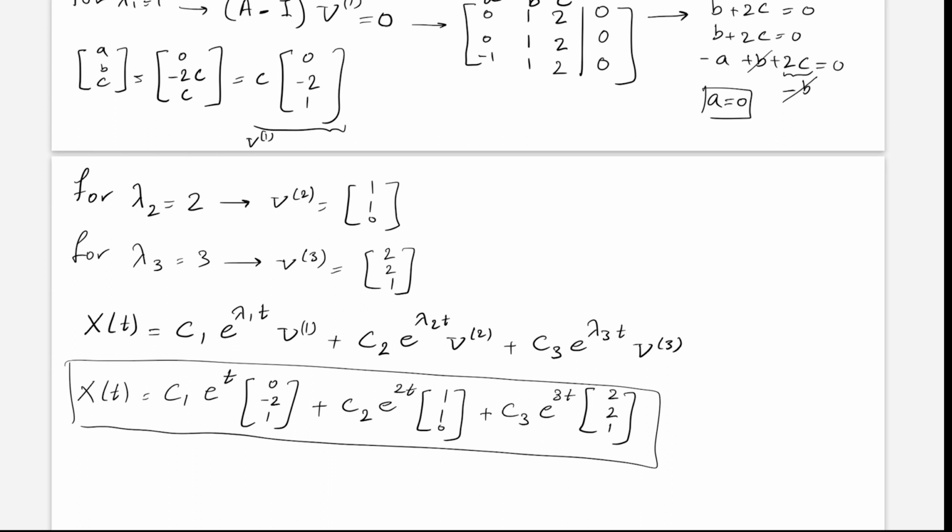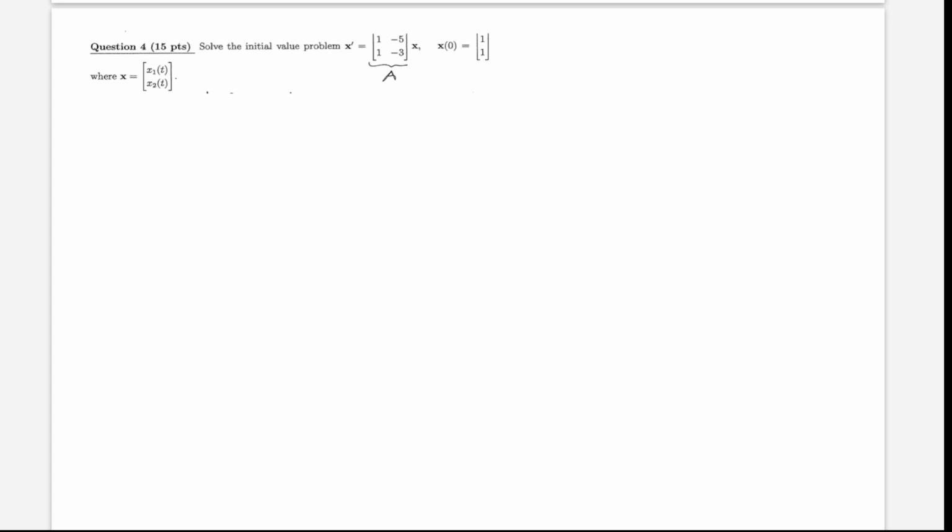If the question has given us the initial conditions, then we can easily find c1, c2, and c3. Okay, this is another example of a system of differential equations with constant coefficients. In this example, we will see that the eigenvalues we get are complex numbers.